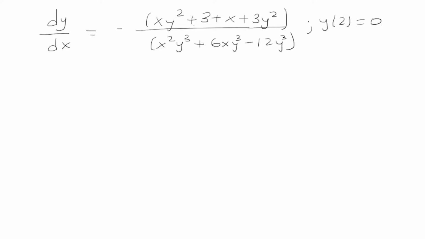Okay, first let's factor this out. For the numerator, we have a 3 plus x over here. And if we look at xy squared and 3y squared, they both have a factor of y squared. If you factor that out, you get x plus 3. So that's just going to be like this.